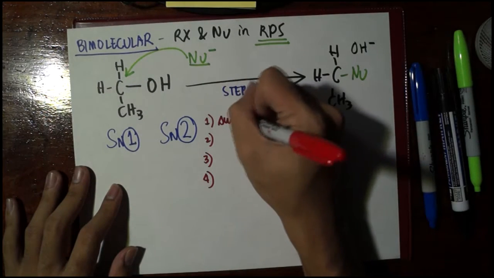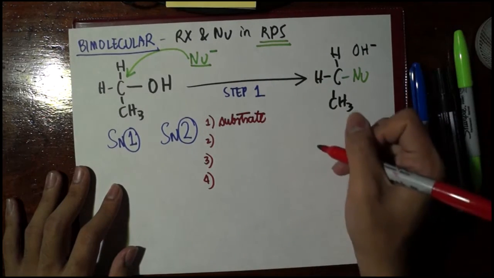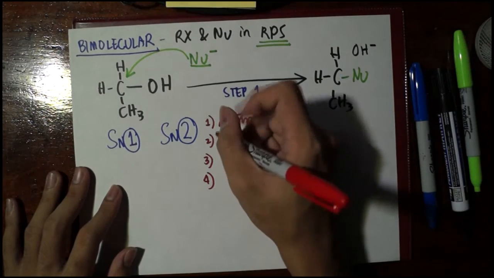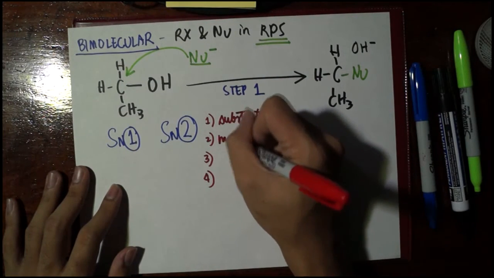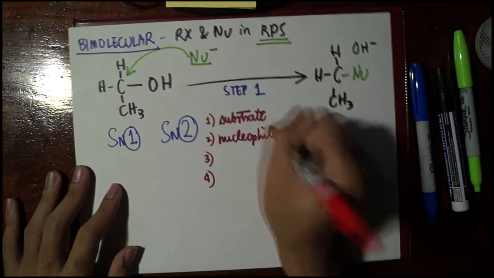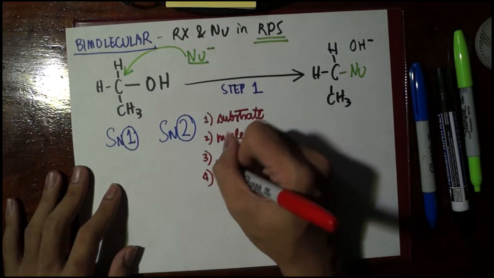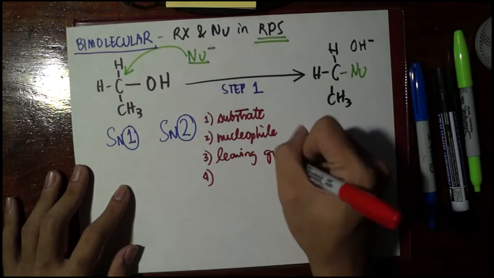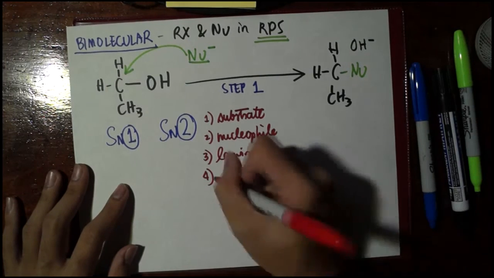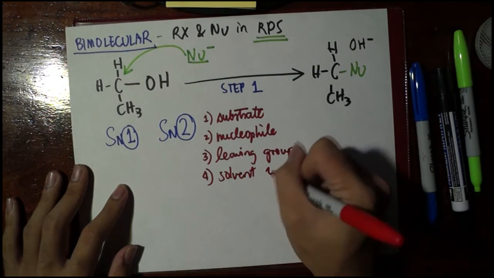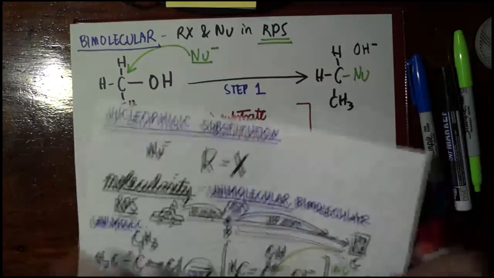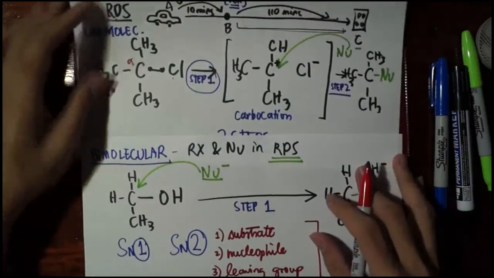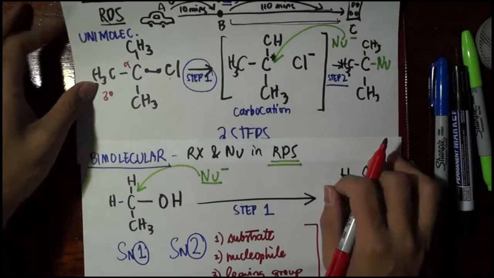First would be the substrate itself, which I'll explain clearly first. Then let's complete this list first. Then after that, we go to the nucleophile. Then we go to the leaving group. And then the 4th, which I would mention in a separate note, is the solvent used. So let's focus first on these 3. So first with the substrate, let's compare this unimolecular reaction to the bimolecular reaction.